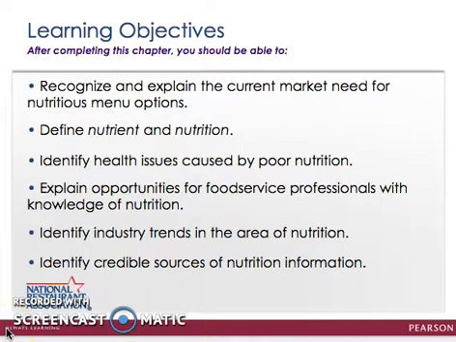As we go through this chapter, these are the learning objectives that we're going to want to cover. The first one is you're going to be able to recognize and explain the current market need for nutritious menu options. You're going to be able to define nutrient and nutrition. You're going to be able to identify health issues caused by poor nutrition. You're going to explain opportunities for food service professionals with knowledge of nutrition. Identify industry trends in the area of nutrition, and you're also going to be able to identify credible sources of nutrition information.